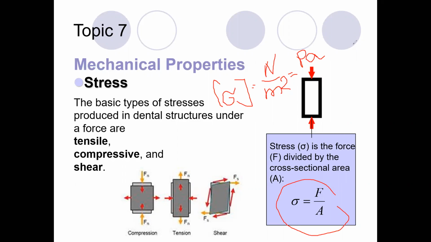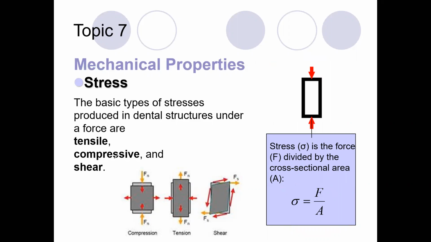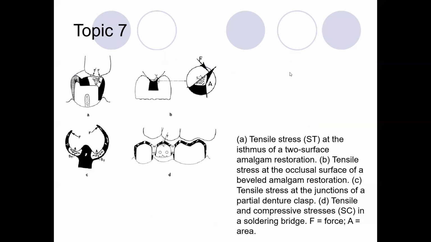And we can see different types of stresses, basic types for the dental structure. It is compression stress when we have the increasing of the cross-section area, tension stress when we have the decreasing of the cross-section area, and shear stress when we have the total changing of the shape of the tooth. And let me look at examples of those stresses.